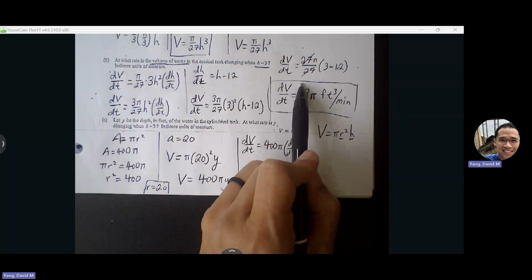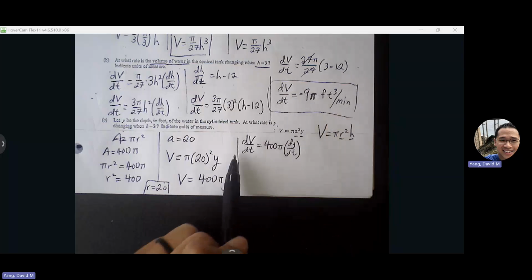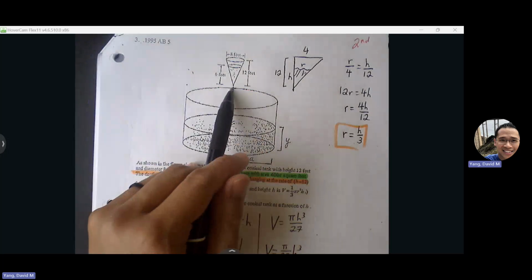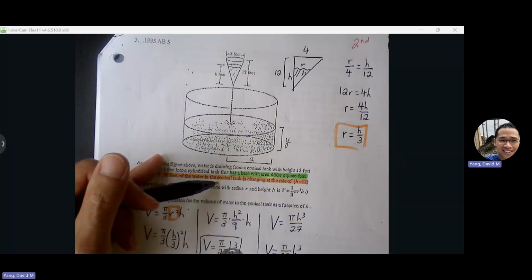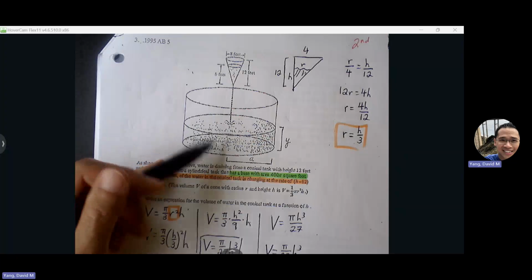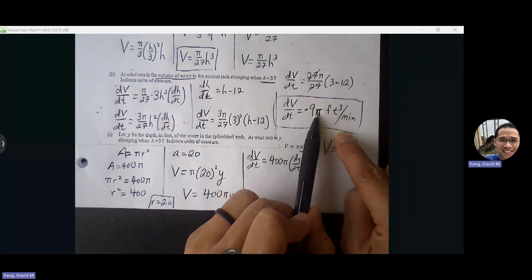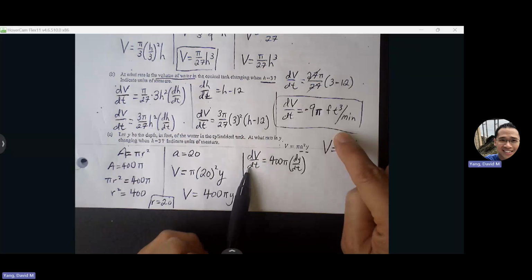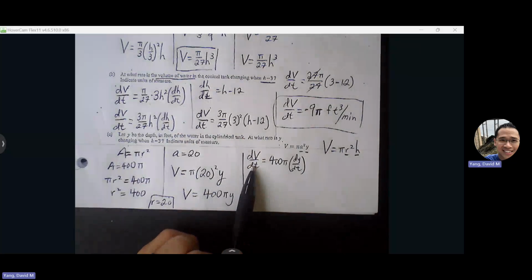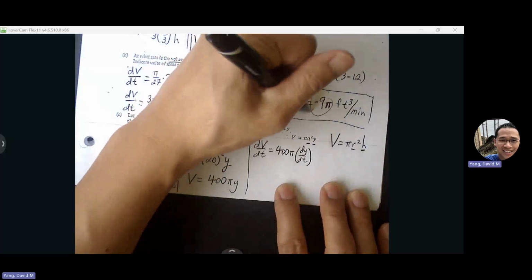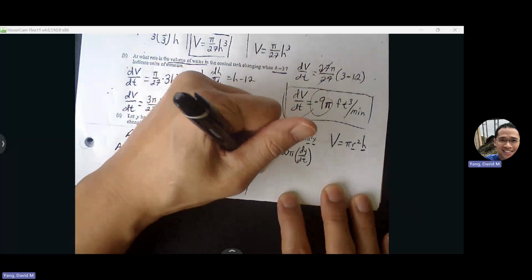The dv dt for the cone is negative 9 pi. What do you think the dv dt for the cylinder is? The 9 pi. So the water that's leaving the cone is the rate that water is entering into the cylinder, but it's going to be positive. Why is it positive? Yeah. So that's the adjustment we have to make, right? dv dt is negative for the cone that's losing the water, but dv dt is positive for the cylinder that's receiving the water. So dv dt is a positive 9 pi.